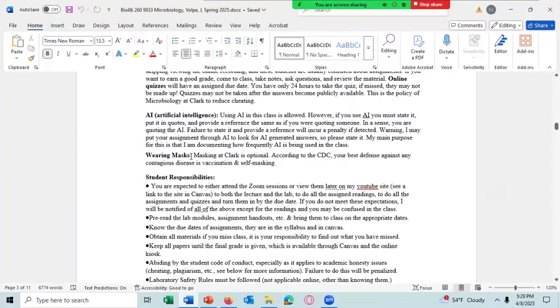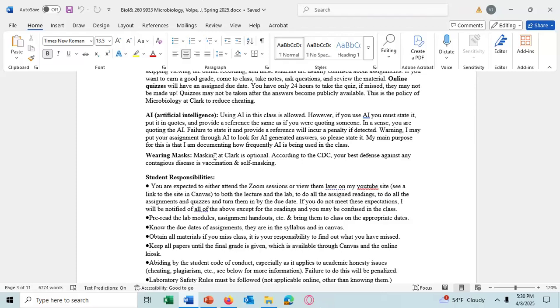All right, artificial intelligence or AI is allowed in this class. However, if you're using AI, you must state it, put it in quotes, and state where you got it from. In a sense, you are quoting from someone, AI, and so you should be putting it in quotes. And I can put your assignments through an AI checker to look for AI generated answers. So please state it, because if you don't, you'll get a penalty. All right? Any questions about that?